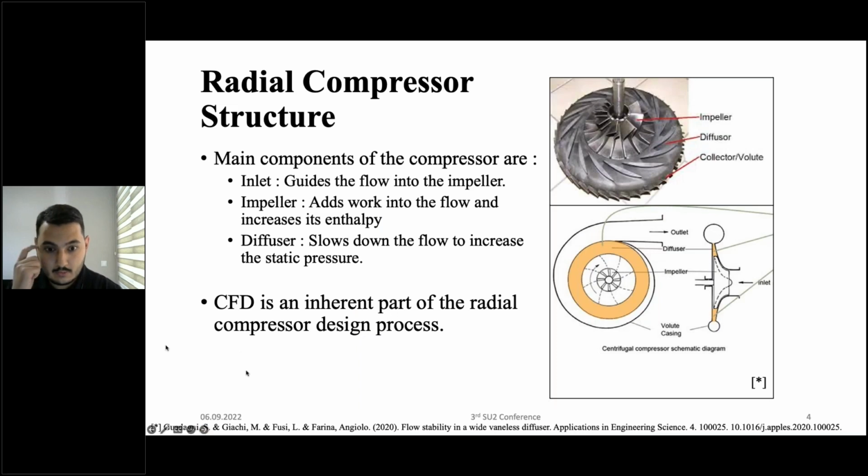In terms of radial compressor structure, there are three main parts of a compressor, and those are inlet, impeller, and diffuser. Inlet guides the flow into the impeller, the impeller adds work into the flow, and the diffuser slows down the flow to increase its static pressure. CFD is a very integrated and inherent part of the radial compressor design process.